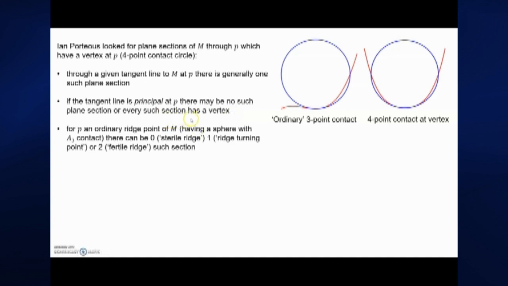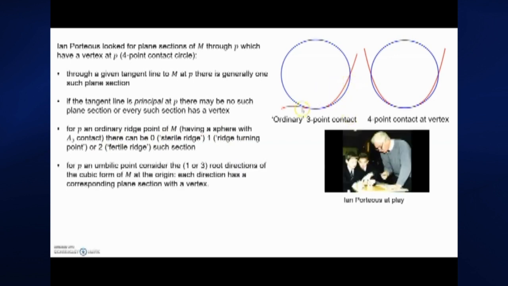And the condition that every plane has a vertex is that the point on the surface is what he calls an ordinary ridge. And then he asks, for which of these planes do you get a higher vertex, or circle with 5-point contact? And this is determined by a quadratic equation. So you either get 0, 2, or 1 repeated solution. And the conditions for these is that you get 0 if it's what he calls a sterile ridge, 2 for a fertile ridge, and 1 for a ridge turning point.